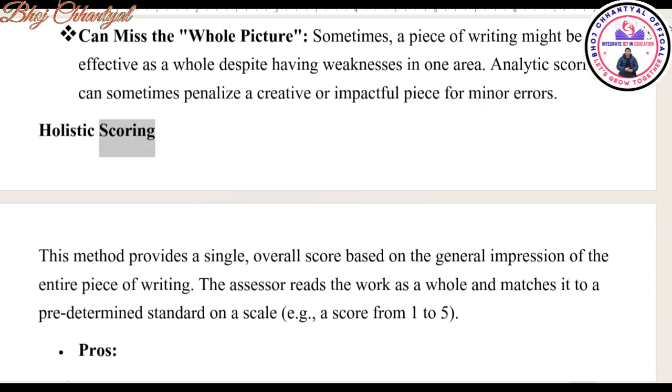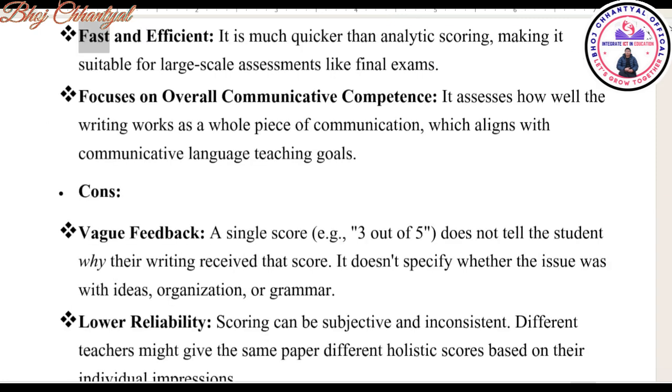Holistic scoring. This method provides a single, overall score based on the general impression of the entire piece of writing. The assessor reads the work as a whole and matches it to a predetermined standard on a scale, example a score from 1 to 5. Pros. Fast and efficient. It is much quicker than analytic scoring, making it suitable for large-scale assessments like final exams.